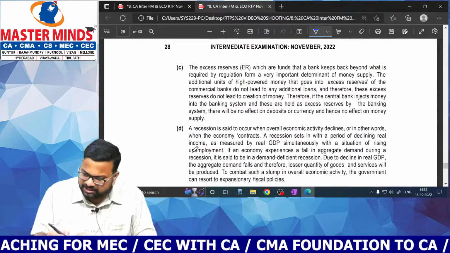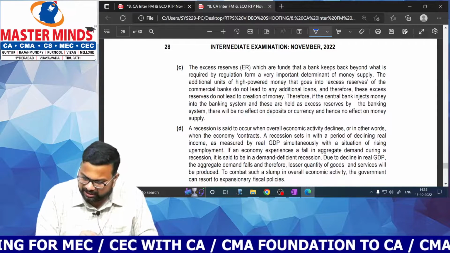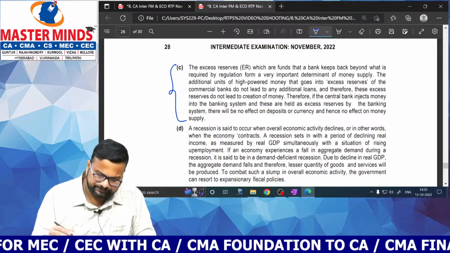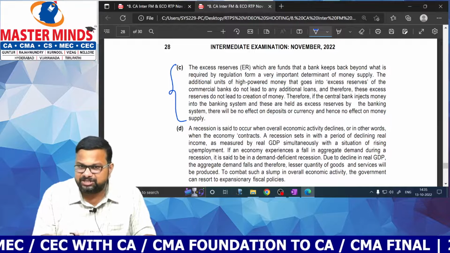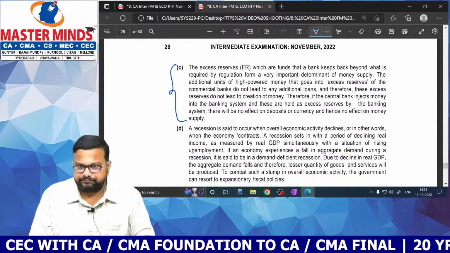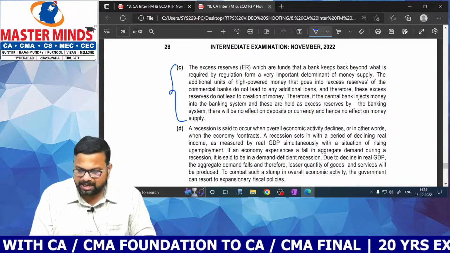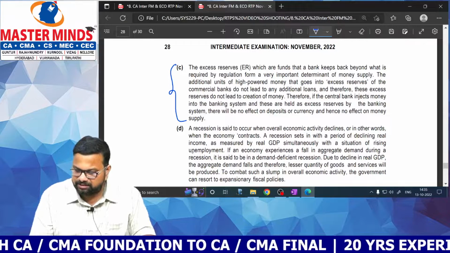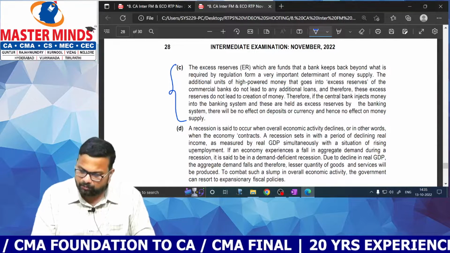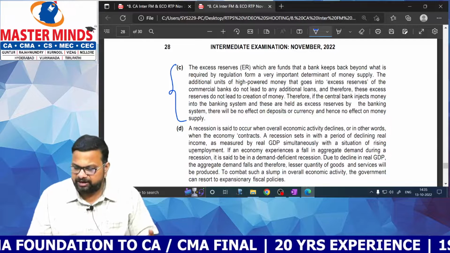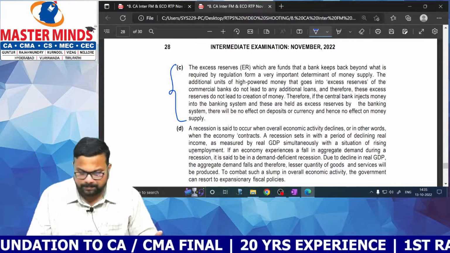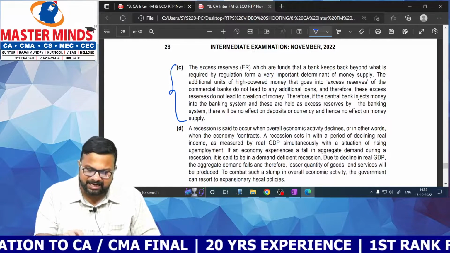Here, but instead of answering that, he has given an answer regarding excess reserves. So the answer is wrong. This should not be the answer. The excess reserves, which are funds that banks keep beyond what is required by regulations, form a very important determinant of money supply. So this part is regarding excess reserves.